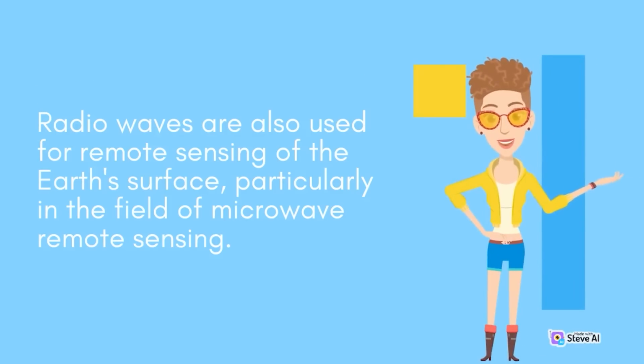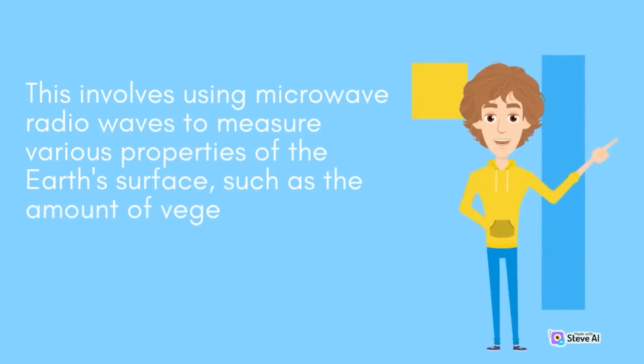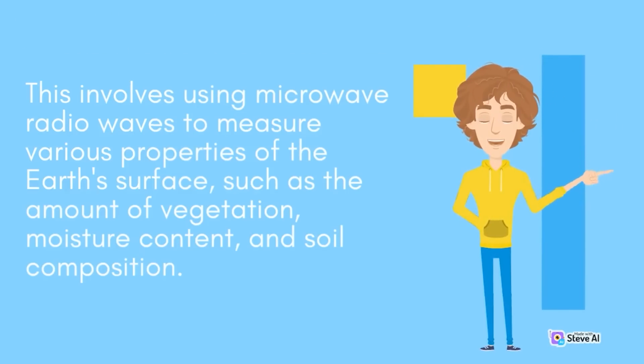Radio waves are also used for remote sensing of the Earth's surface, particularly in the field of microwave remote sensing. This involves using microwave radio waves to measure various properties of the Earth's surface, such as the amount of vegetation, moisture content, and soil composition.